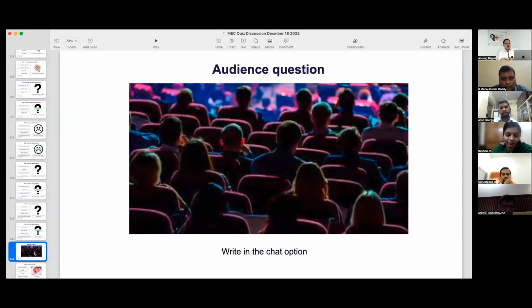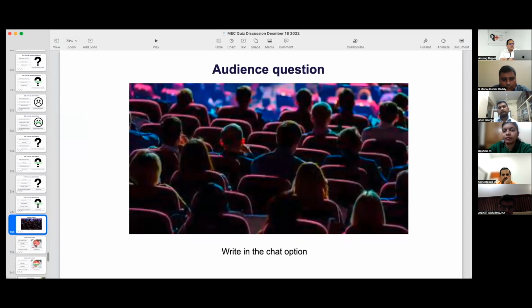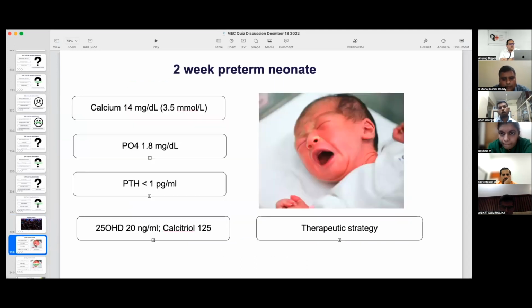Meanwhile, we have the final audience question which is coming in. The question is, a 2-week preterm neonate has hypercalcemia, phosphorus is 1.8, PTH is low, vitamin D is low, and calcitriol is high. What will be the correct therapeutic strategy to prevent this hypercalcemia from happening? Let's see if we have any Q&A answers coming in.